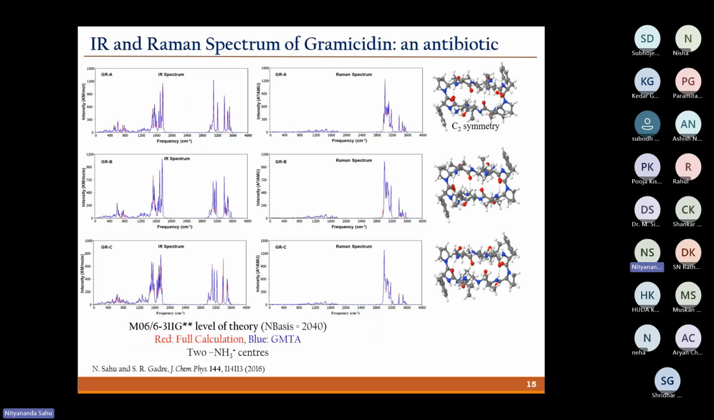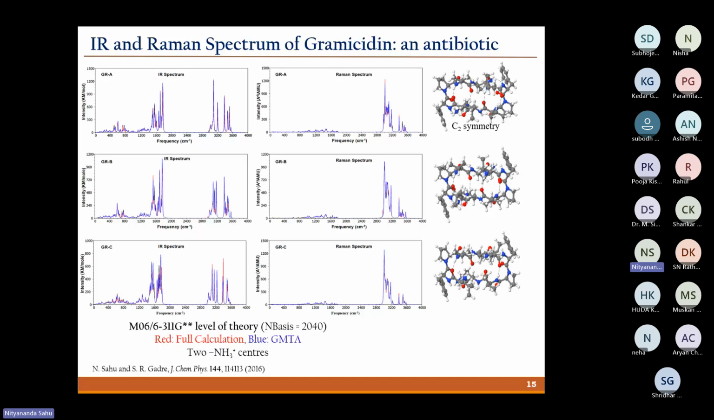Similarly, this is another antibiotic, three conformers of gramicidin, which is a deca polypeptide. The left one is the IR spectrum, and the right one is the Raman spectrum for all three polypeptides.